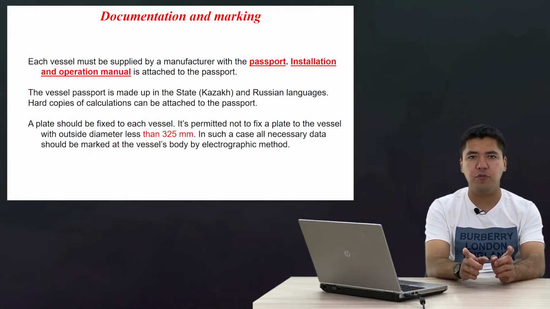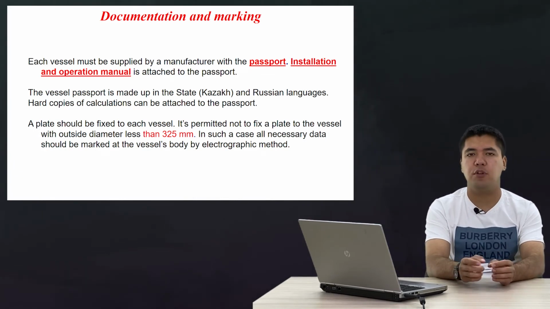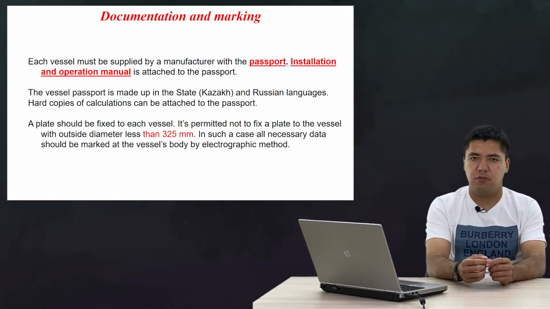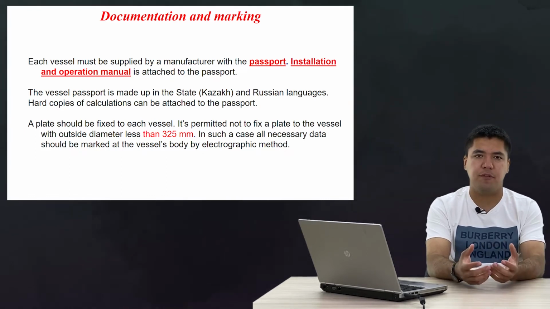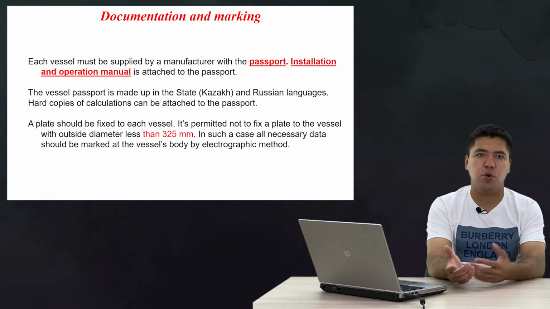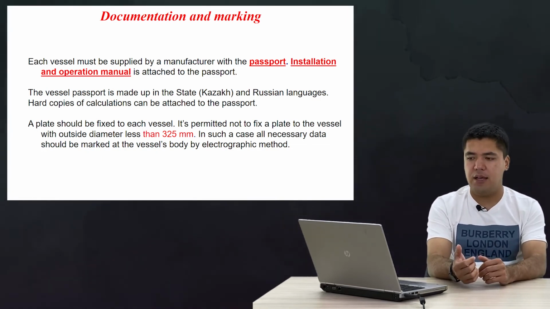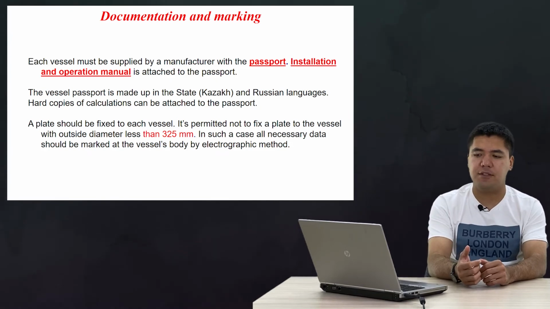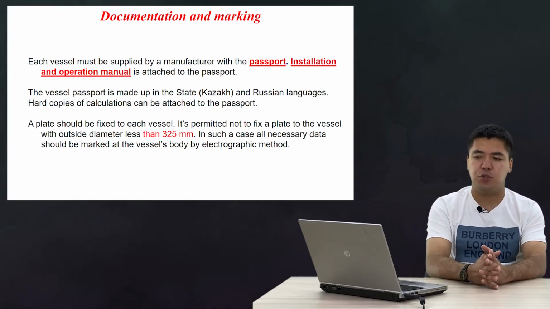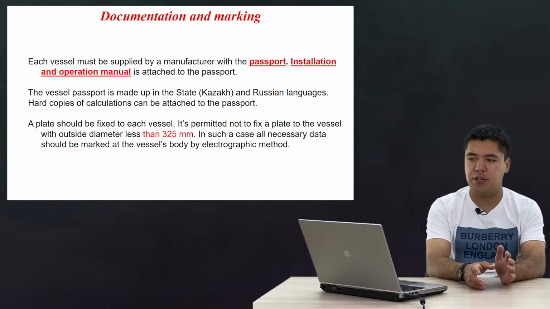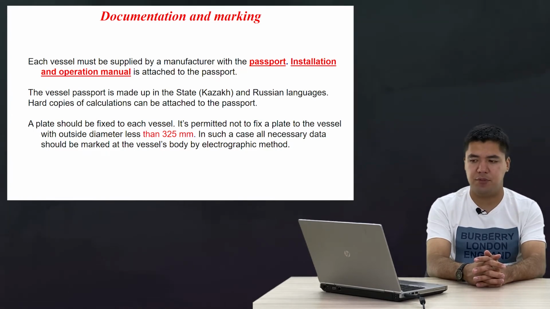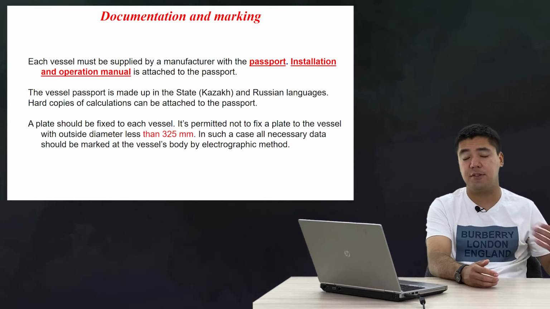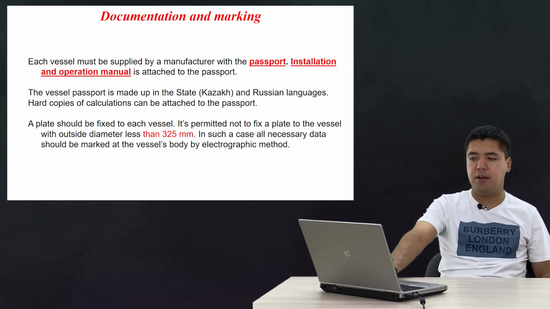And also, all vessels, apart from the passport and manual, must be equipped with labels. And labels for what? Labels contain information about the purpose of the vessel, minimum and maximum temperature, working pressure, and etc. And there are some requirements for the vessels: a plate should be fixed to each vessel, but it is permitted not to fix a plate to a vessel with an outside diameter less than 325 millimeters. If it's over, yes, you can do it. If it's less, it is allowed not to fix any plate.